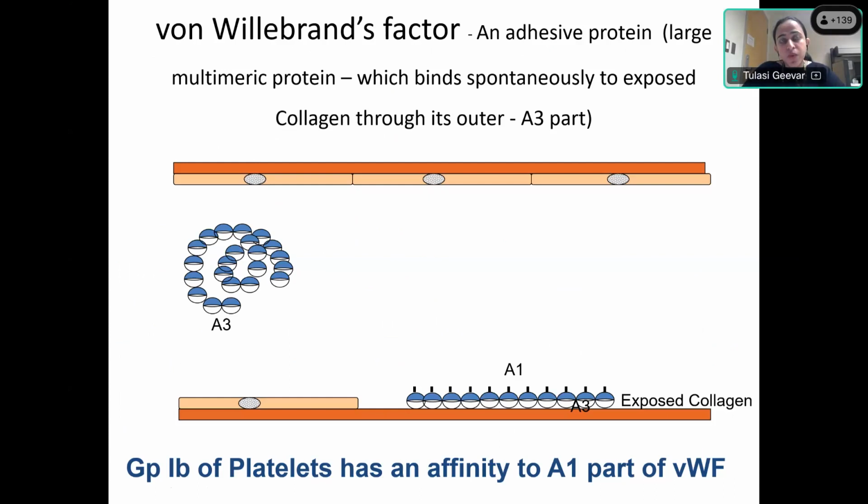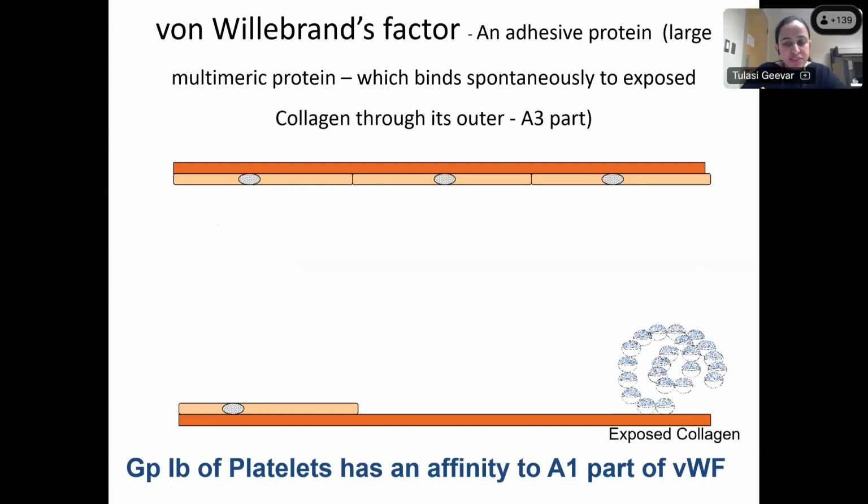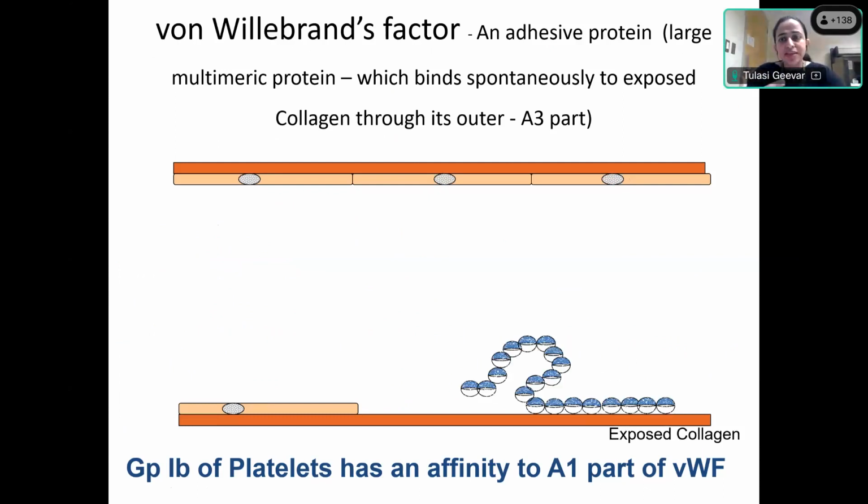Now, when there is exposure of collagen, the von Willebrand factor, which is normally in a coiled form, unrolls itself like a carpet, thereby exposing the binding sites for platelets. So normally in the circulation, because it is in a coiled form, the binding sites for platelets are not exposed. So von Willebrand factor cannot spontaneously bind to platelets. But when there is an injury and the collagen is exposed, the von Willebrand factor goes and binds to the collagen through its A3 domain, thereby unveiling or unrolling itself like a carpet and exposing the binding sites for the platelets.